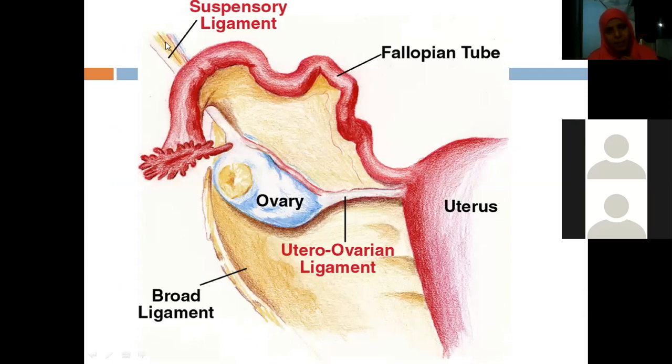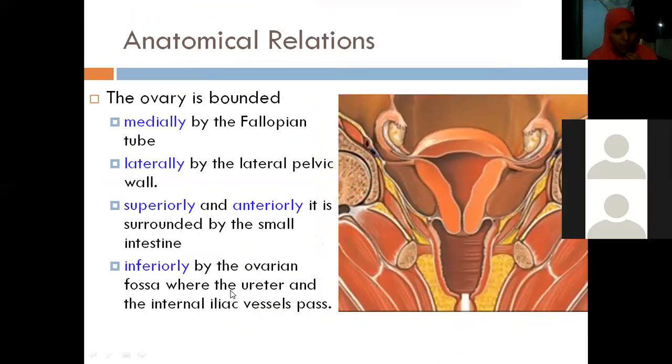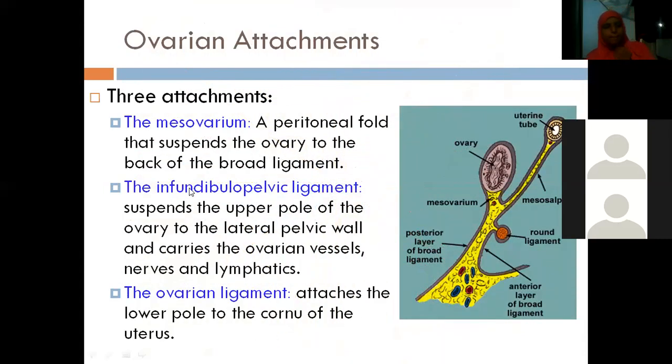The first ligament I told you, the infundibulopelvic, is also called the suspensory ligament. The utero-ovarian ligament is the ligament of the ovary. This is the fundus of the uterus, the body of the uterus, and this is the lateral wall. From here to the lower pole you find the utero-ovarian ligament. Is it clear?